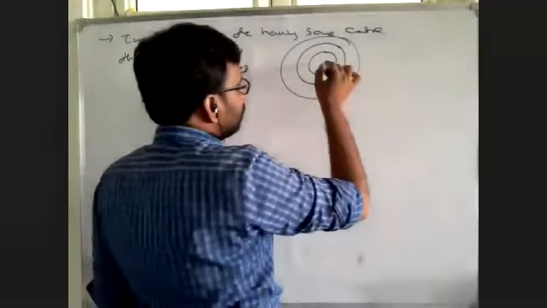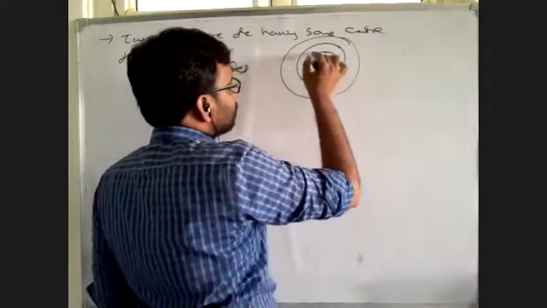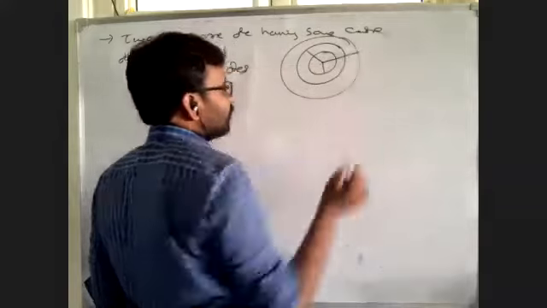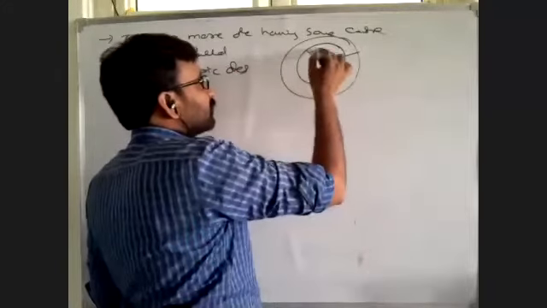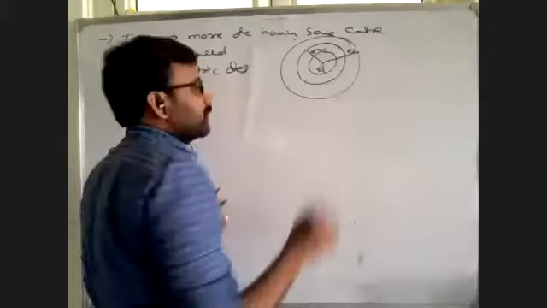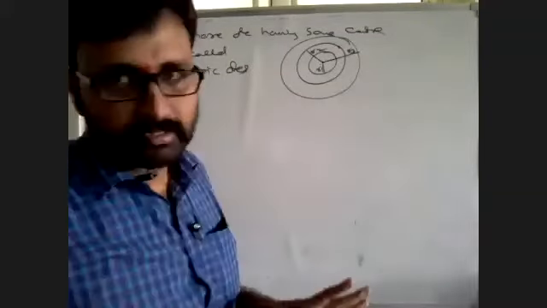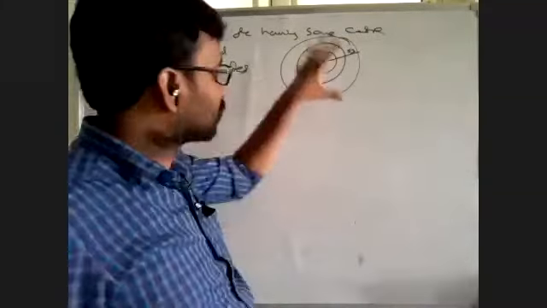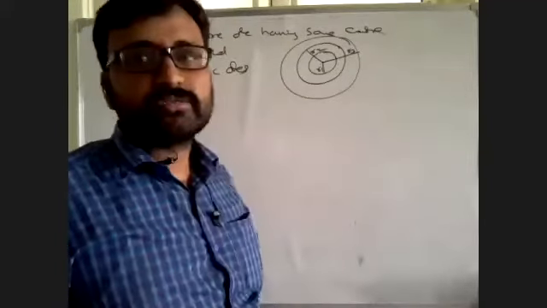And the radii are different. This is R1, this is R2, this is R3. Radius will change, but center same. Then those circles are called concentric circles.